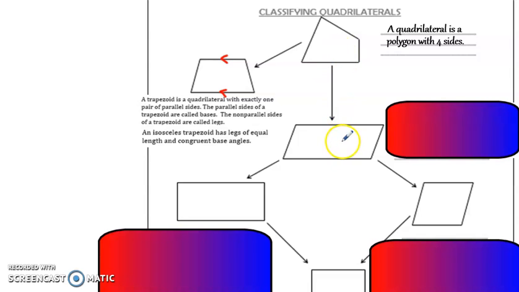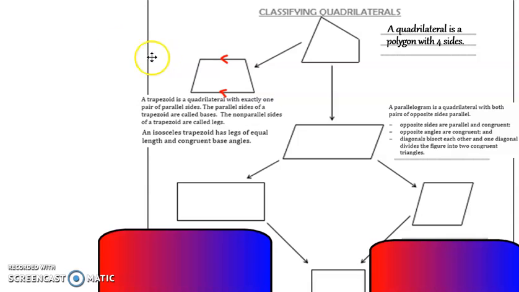Next, we're going to look at another group of quadrilaterals called parallelograms. A parallelogram is a quadrilateral with both pairs of opposite sides parallel. So that means both pairs of opposite sides are parallel to each other. So the top and the bottom must be parallel to each other. So I'll mark them with congruent arrows.